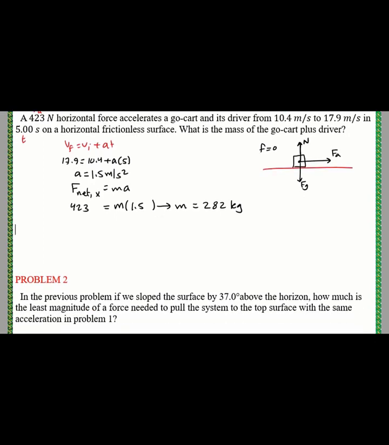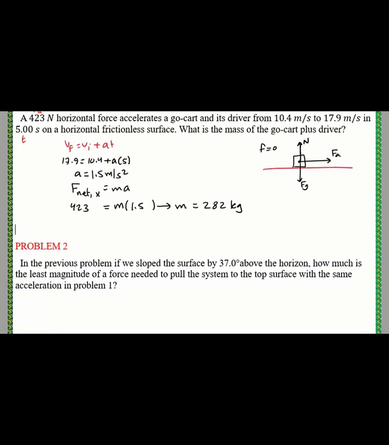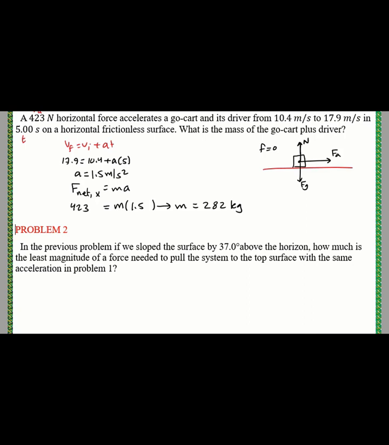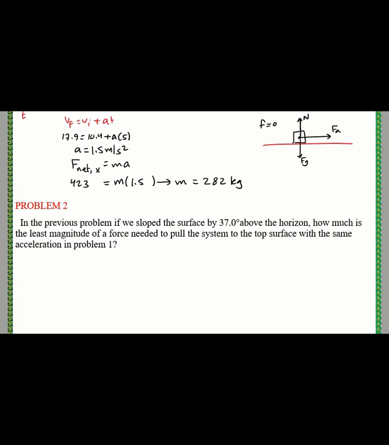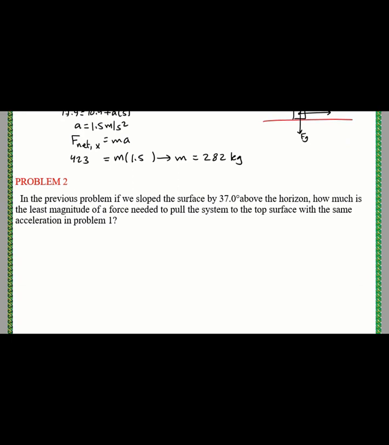Now for question number 2. The previous problem we solved: if we slope the surface by 37 degrees above the horizon, how much is the least magnitude of a force needed to pull the system to the top of the surface with the same acceleration as in the problem? So we have here a slope, an inclined surface with an angle of 37.